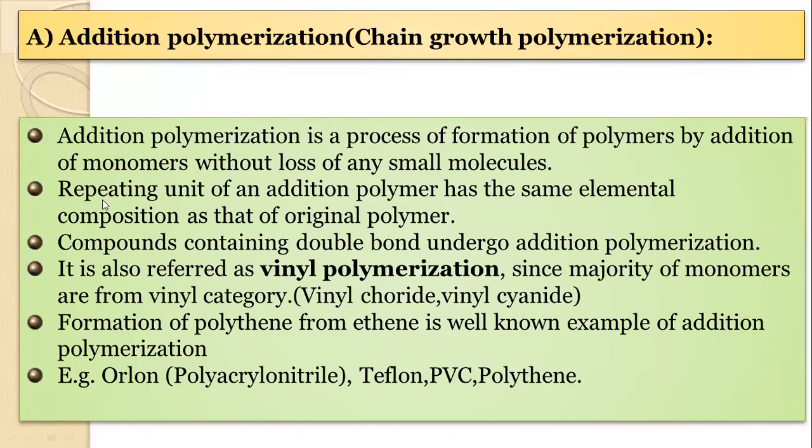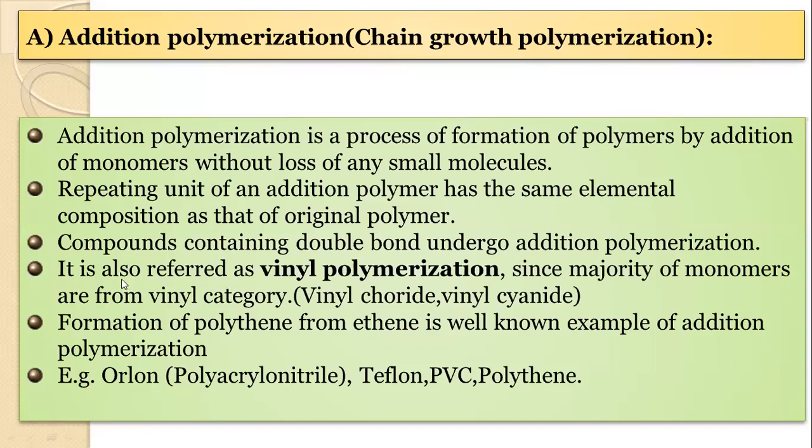Then the second thing is, the repeating unit of an addition polymer has the same elemental composition as that of the original monomer. The meaning of this sentence is, the repeating unit of an addition polymer has the same elemental composition. The composition of the monomer does not change in addition polymerization. Then next, compounds containing a double bond undergo addition polymerization. Already I have explained that addition polymerization takes place in alkenes having double bonds.